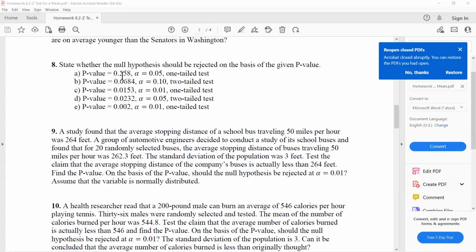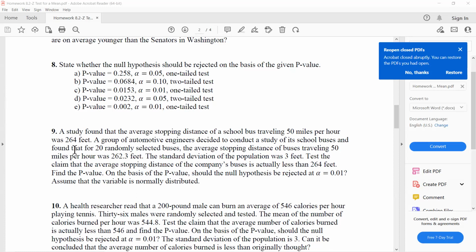Okay, so we're going to pick up where we were last time, but in this presentation, I'm going to start you off with a problem with the p-value because we need to have that for the quiz that's coming up. So I'm going to start you off with some of the p-values. I'm going to go back and examine number 8 about stating whether the null hypothesis should be rejected on the basis of the p-value after I show you an example of how to use it.